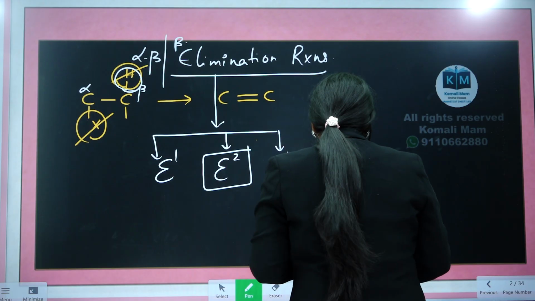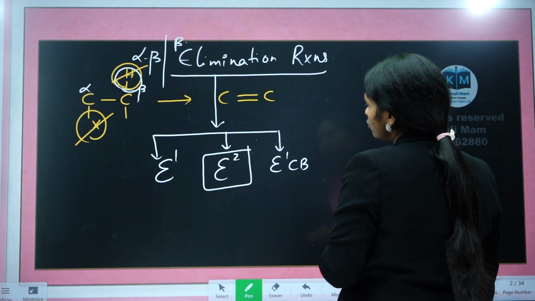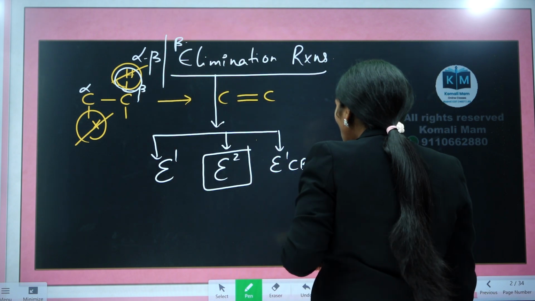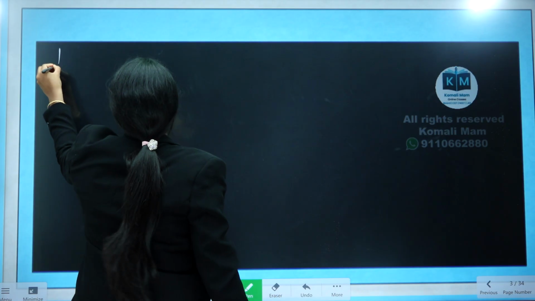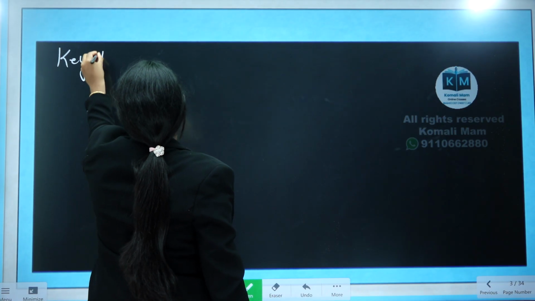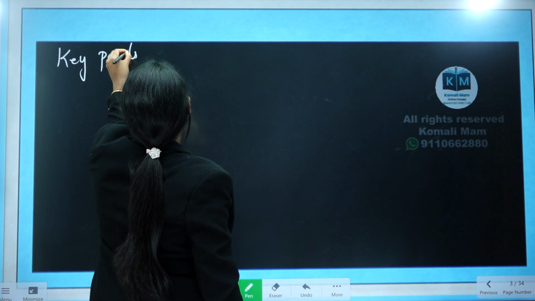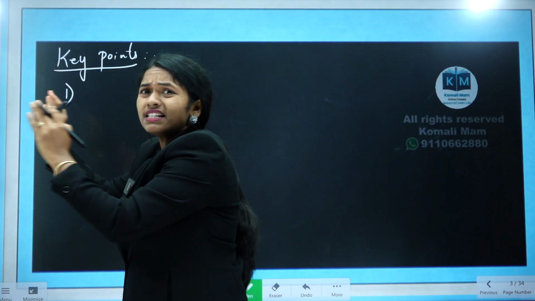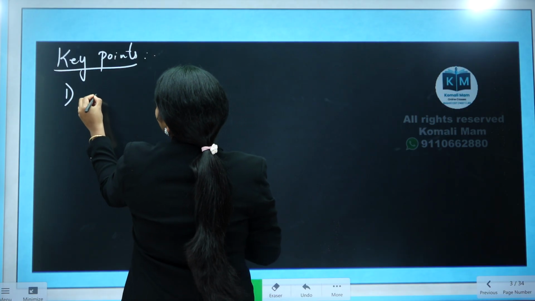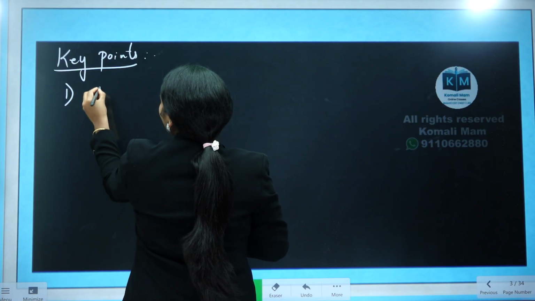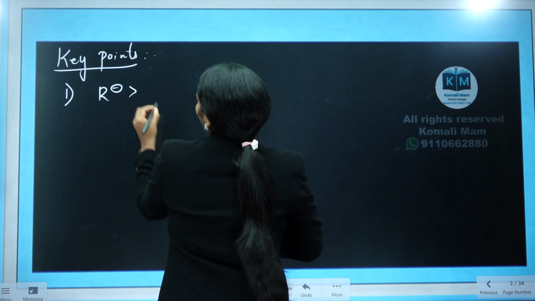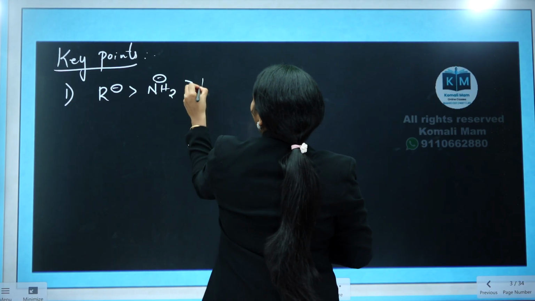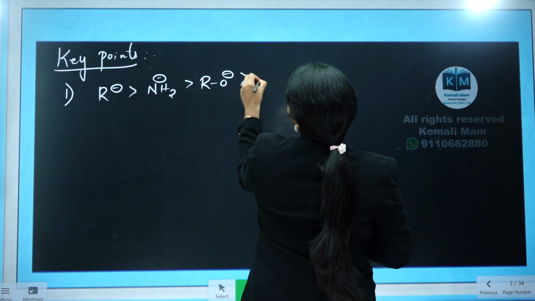E2 elimination reactions. What is this E2 elimination? As I told you, remove one halogen and one hydrogen. I am going to tell you key points, the most important points you have to keep in mind while solving the question. Strong bases are needed to do this reaction. What are those strong bases? Carbanions, amide groups like this, alkoxide ions and hydroxide ions.